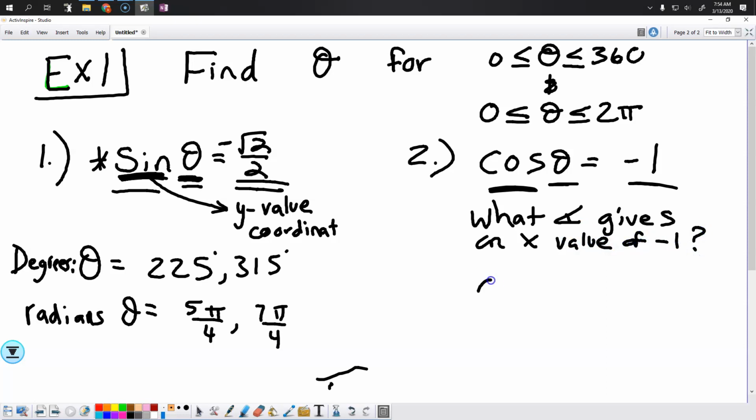And what's the answer? No, there's actually only one answer for this one. Pi, right? So, depending on whether you want degrees or radians, there you go. Now, some of them have two answers and some have one answer, okay? All the ones that have one answer to them will be the ones that are on the y-axis or the x-axis. All the ones that are in the quadrants, those will usually have two answers to them, okay?